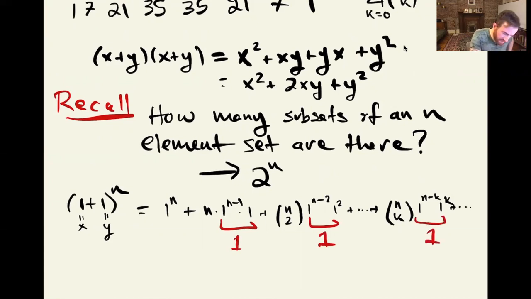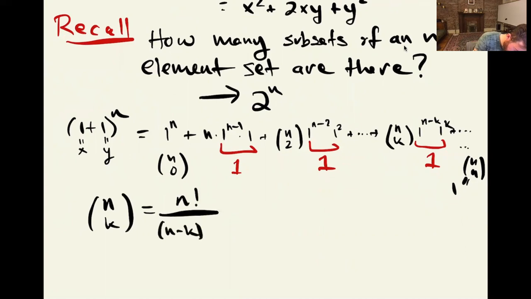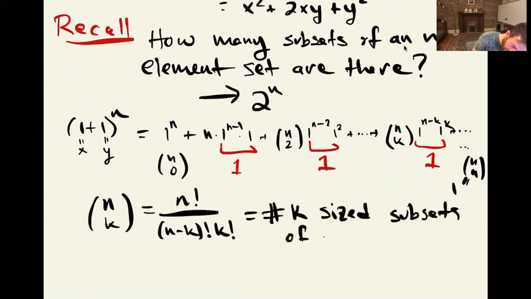And I can think of these coefficients over here as being n choose 0. This sort of corresponds to choosing the empty subset. And finally, this last term over here being n choose n, which is equal to 1. That's where I choose all my elements to be in my set. So recall that n choose k, which written out is n factorial over n minus k factorial times k factorial, is the number of k-sized subsets of an n element set.